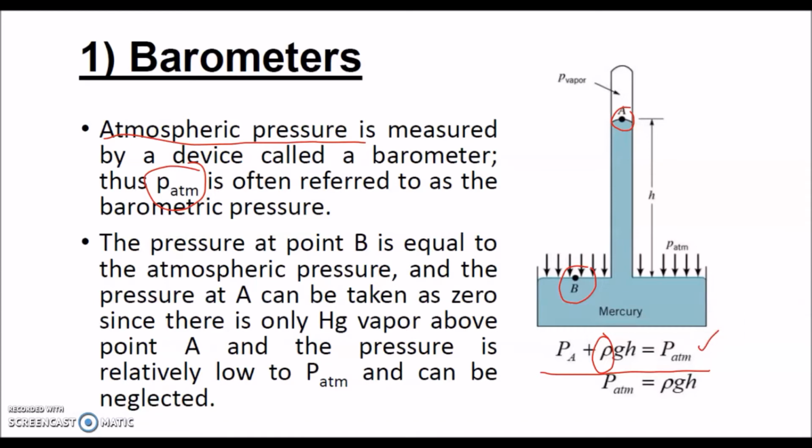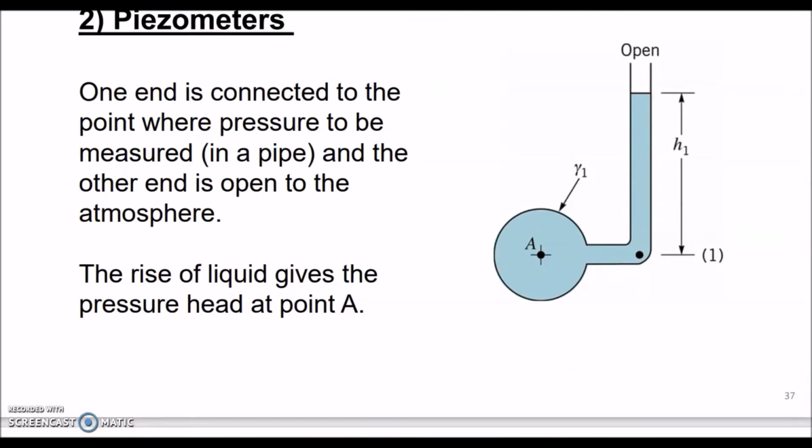For pressure at A, the pressure is relatively low because of the vacuum conditions, or it can be taken as 0. So we don't count the pressure at A. So the formula for atmospheric pressure is rho g h. The next device is the piezometer. This is how a piezometer looks. One end is connected to the point or pipe, so we put point A in the pipe, and then the other end is open to the atmosphere.